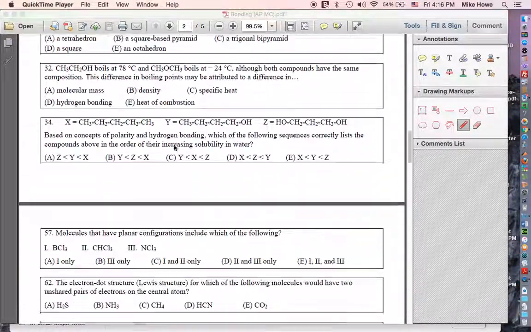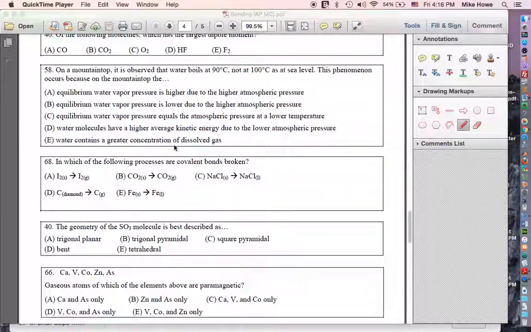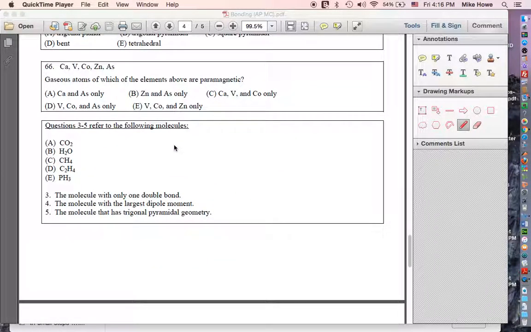Here is the test we went over today. I'm going to start at the back and work forward, just because we already went through the first part.